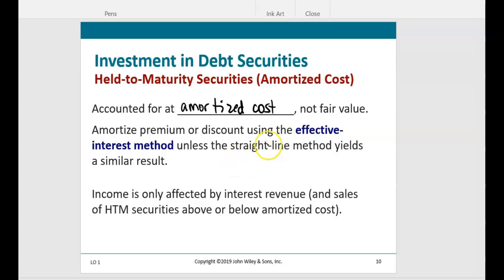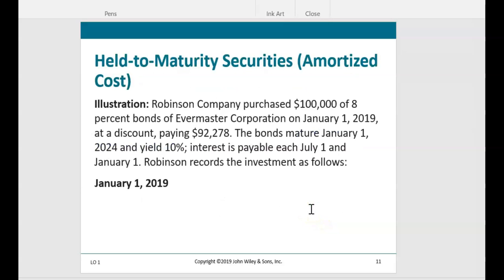For the most part, companies are going to be using the effective interest rate method, so that's what we're going to focus on here. Income is only going to be affected by interest revenue and any sales above or below amortized cost. And again, this would really only be when it's very close to the maturity date. Let's take a look at an example here.